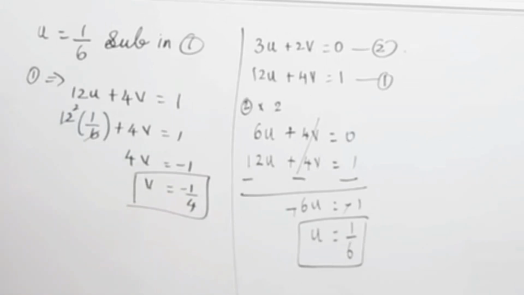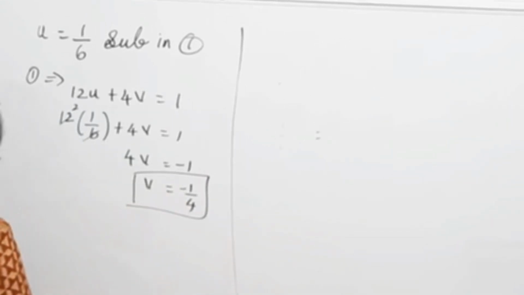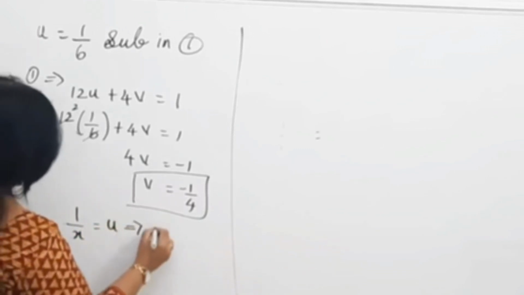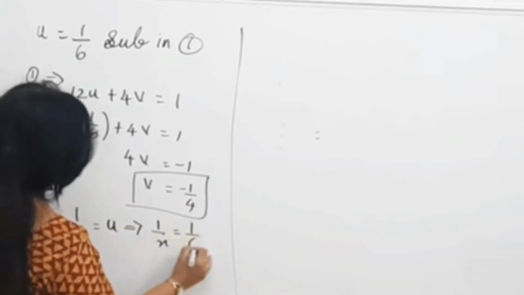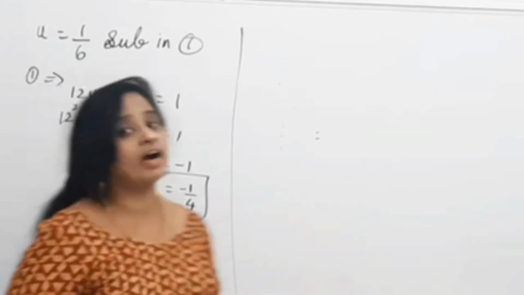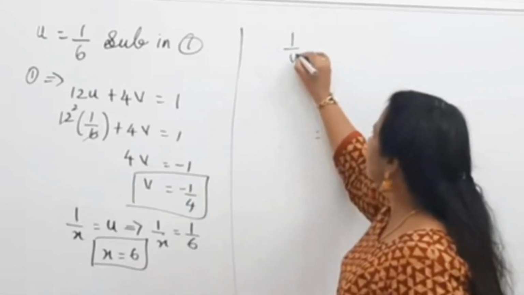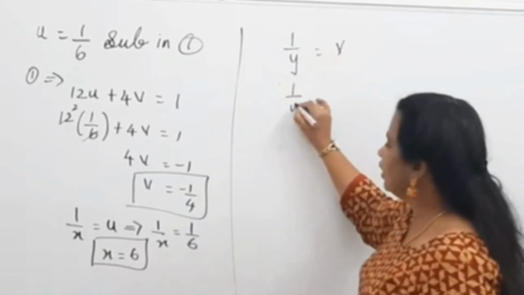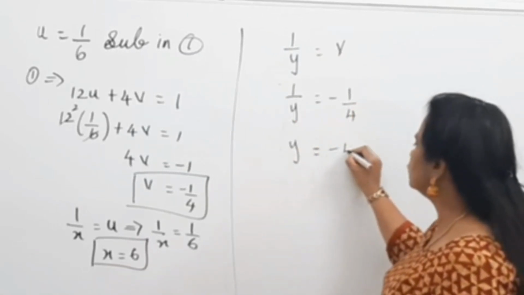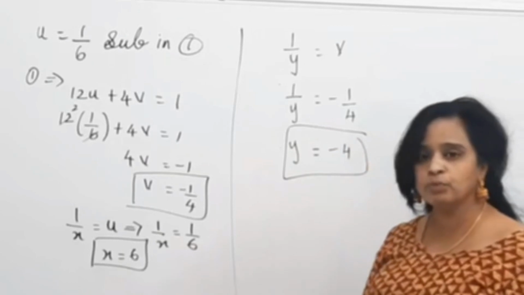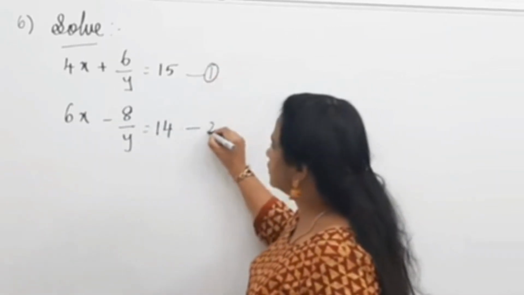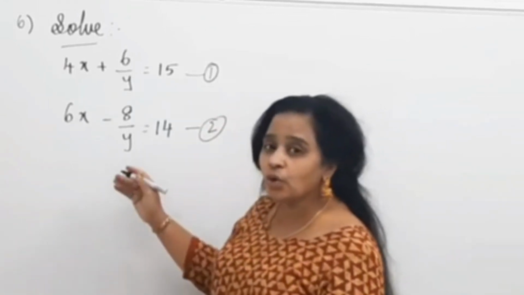So here children, u is equal to 1 by 6. So I know 1 by x is equal to u. That implies 1 by x is equal to 1 by 6. That implies x is equal to 6. Now I know 1 by y is equal to v. So 1 by y is equal to minus 1 by 4. So y is equal to minus 4. As simple as that. I got both the values. So children, we'll name the equations as this is 1 and this is 2. And here, x is not in the denominator.